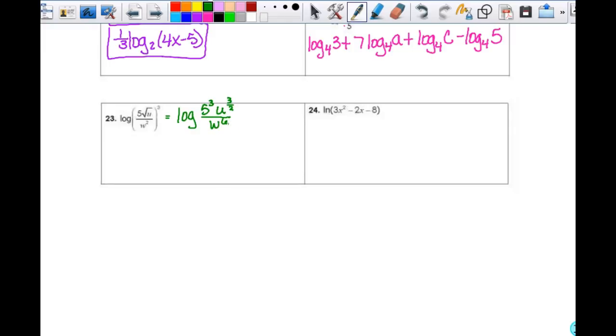And then as I take this apart again, I can go ahead and take it apart and put the exponents out in front. So I've got these two things being multiplied together and then one being divided, so there'll be a total of 3 terms in the end. So I'll have 3 times the log of 5 plus 3/2 times the log of u minus 6 times the log of w.